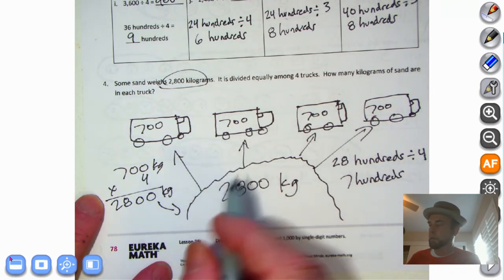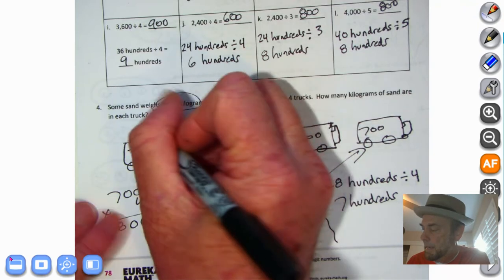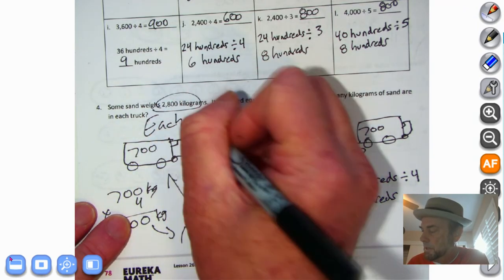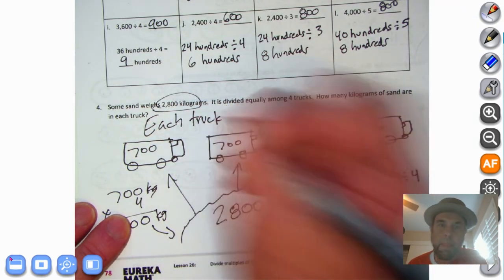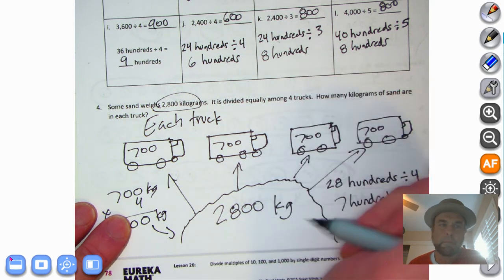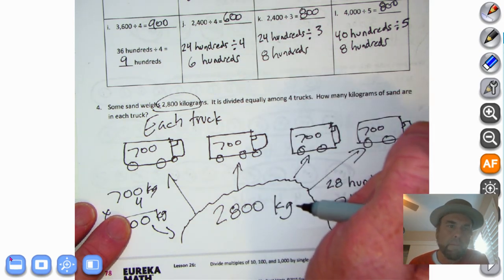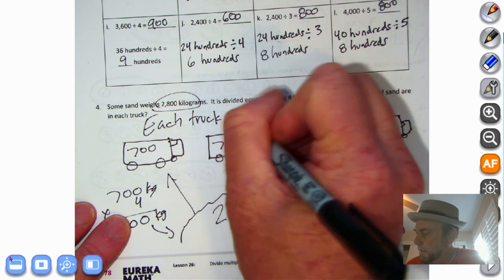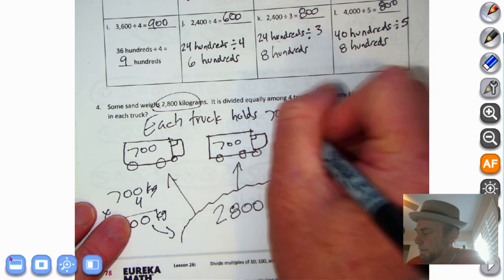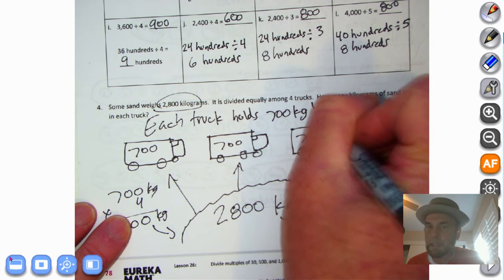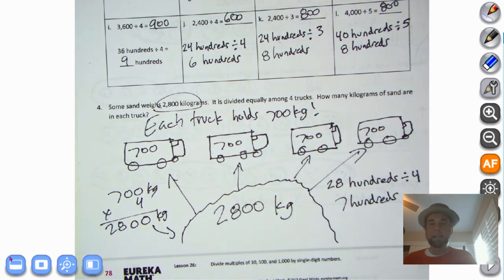We read, we drew, did some math. Now we write. Each truck holds 700 kilograms! Exclamation point. And that is how we divide 2,800 kilograms of sand amongst 4 trucks.